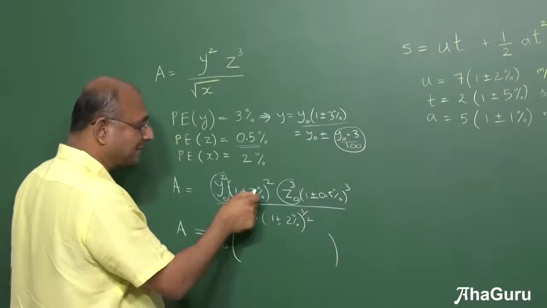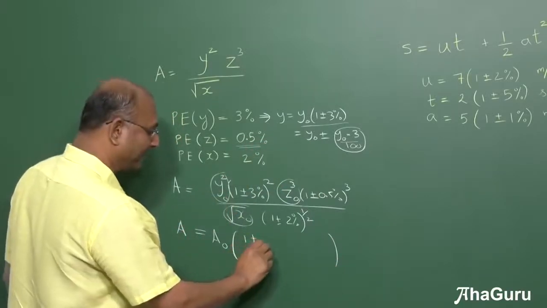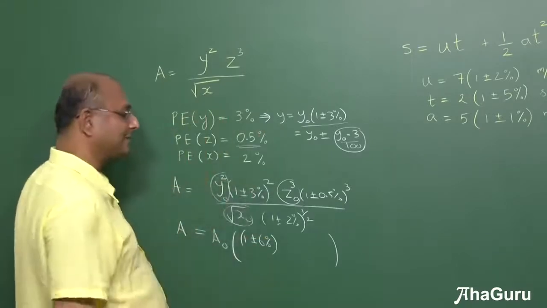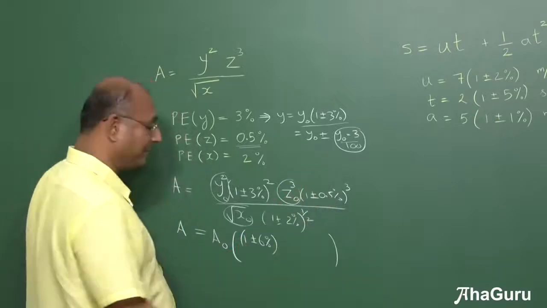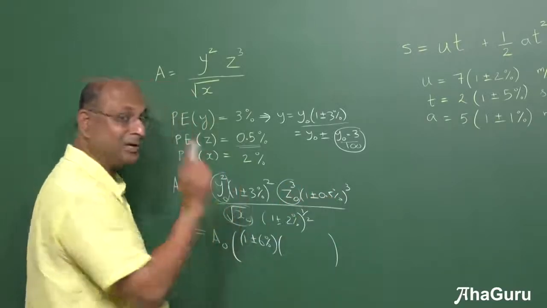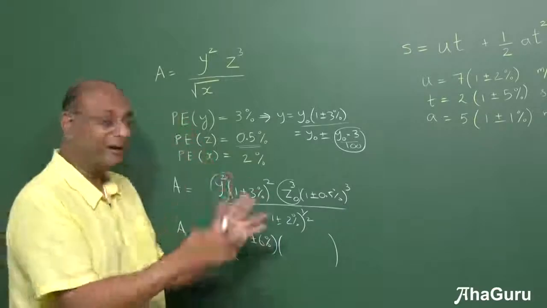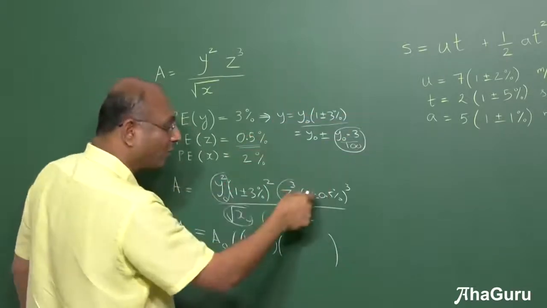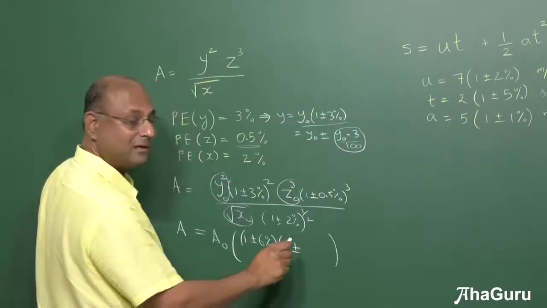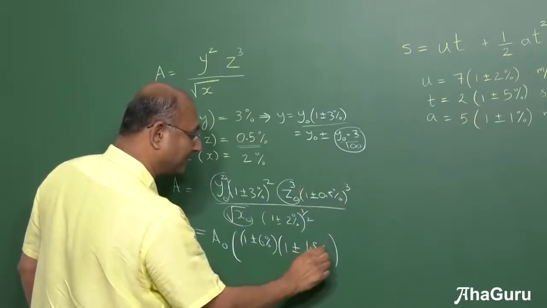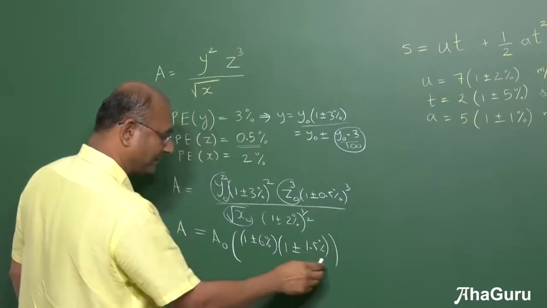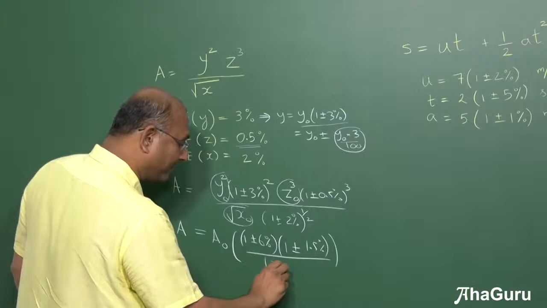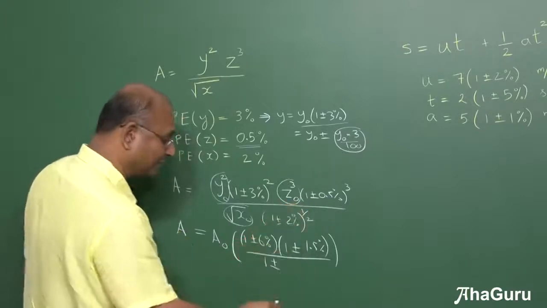What is 1 plus or minus 3% square? 1 plus or minus 6%. Why? 1 plus x power n, 1 plus nx. It's a percentage. Remember, 3% is not big. 3 by 100 is very small, 0.03. So it's okay, I can do this. 1 plus or minus 0.5% power 3 is 1 plus or minus 0.5 into 3, 1.5%. Remember the percent, don't forget the percent. By 1 plus or minus 2% power half, 1 plus or minus 2 into half, which is 1%.